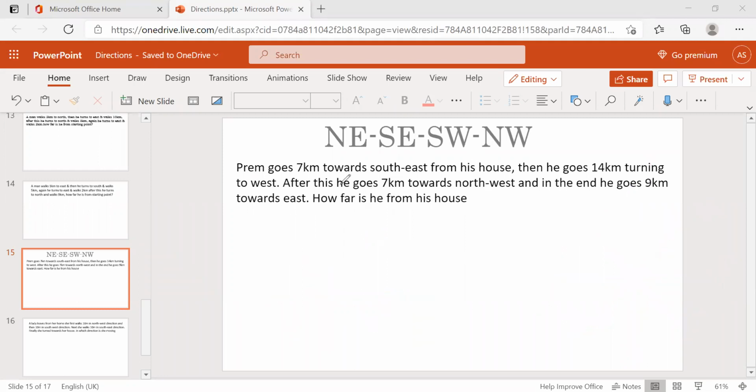Okay, what's the first question? Prem goes 7 kilometers towards southeast. So he directly started walking towards southeast, not south, not north, not east. He started walking towards southeast from his house. Then he goes 14 kilometers, turns to the west.